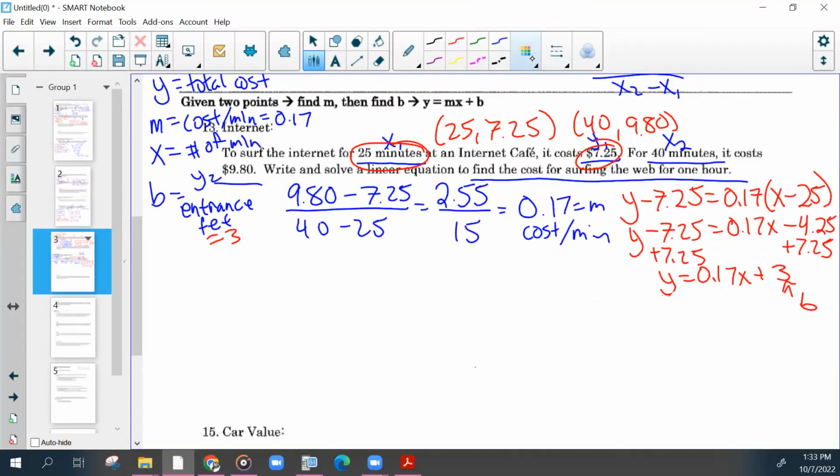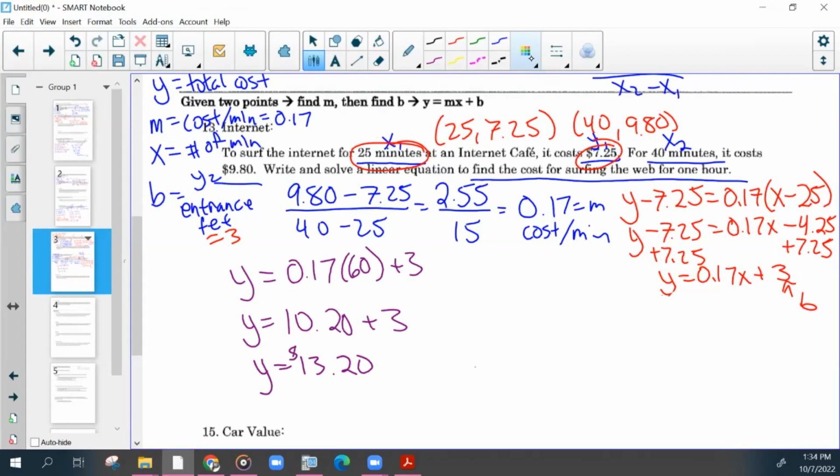Okay, so now we're looking for the total cost. So that's going to be our y if we're referring back to our things over here. We know our m is 0.17. Our x is number of minutes, but here we're looking for 1 hour. So how many minutes is in an hour? That would be 60. And we know our B is now 3. So we would put all those things in and start to multiply and solve. So y equals 1020 plus 3. And then if we add that together, 1320 would be our total cost to surf the web for 1 hour.